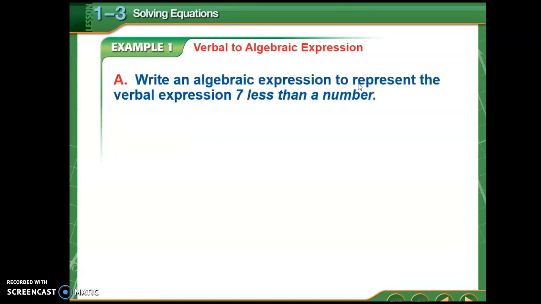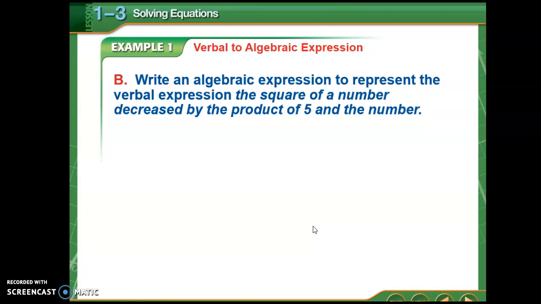Write an algebraic expression to represent the verbal expression 7 less than a number. A number can be any letter of the alphabet, so that would be n minus 7, or you can also use x minus 7. Less than means minus.